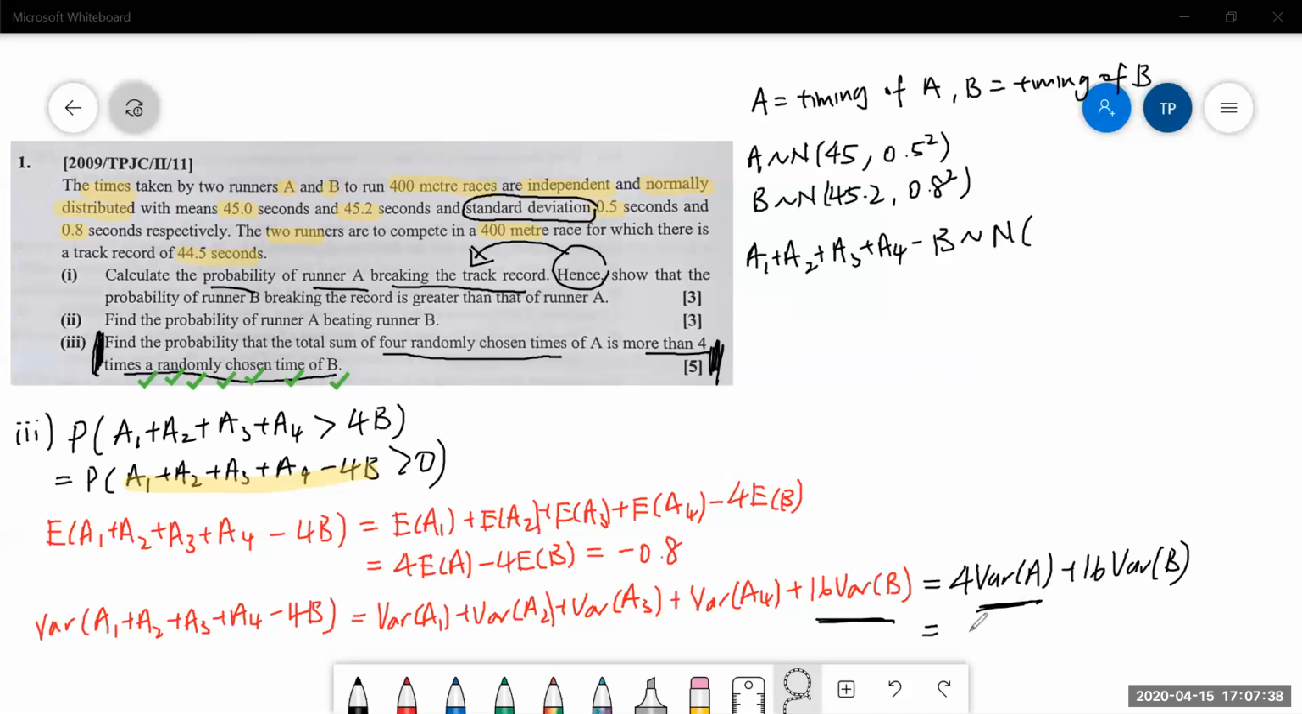11.24. So over here, the new distribution will be normal with mean minus 0.8 and standard deviation square root of 11.24, that is variance 11.24.